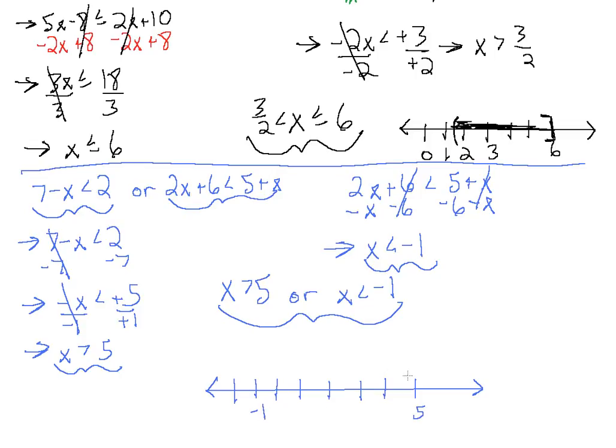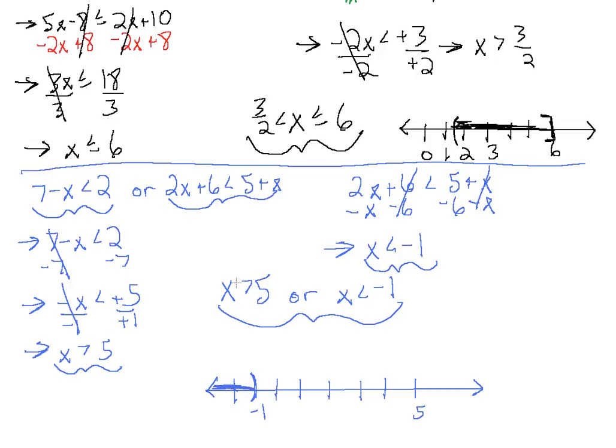Here's our minus 1, and we know that we're going to have two different shaded regions because this is an OR compound inequality. So let's start from left to right on the number line first. So we have x is less than minus 1. So we want all the numbers less than minus 1 or to the left of minus 1. And we're excluding minus 1, so we put a parenthesis here.